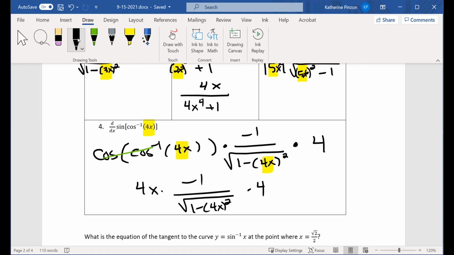One was a cosine, one was a cosine inverse, right? When you do one after the other, they go away. Yeah. And leave you with just the inside stuff. It's kind of like multiplying by 5 and dividing by 5. They do each other's opposite.